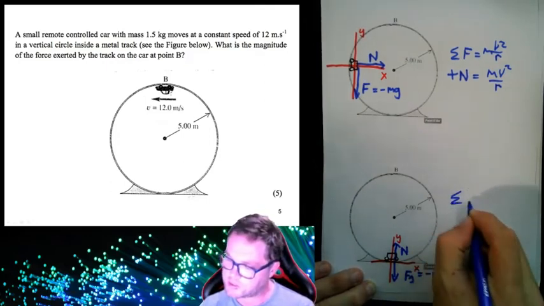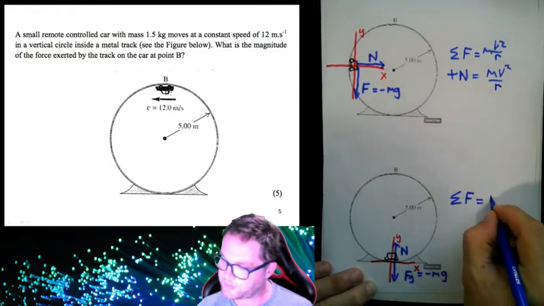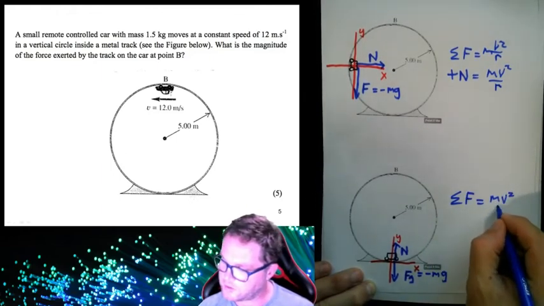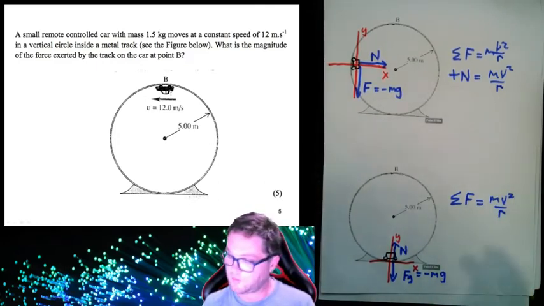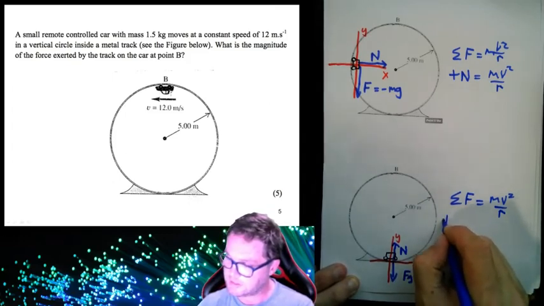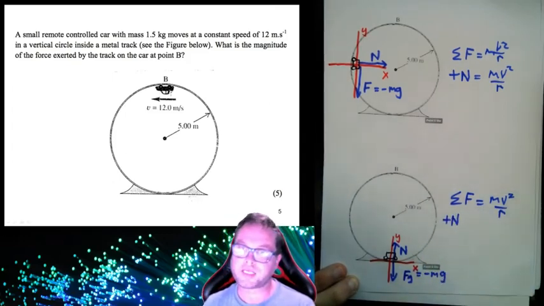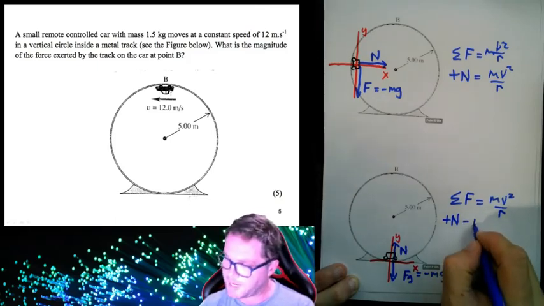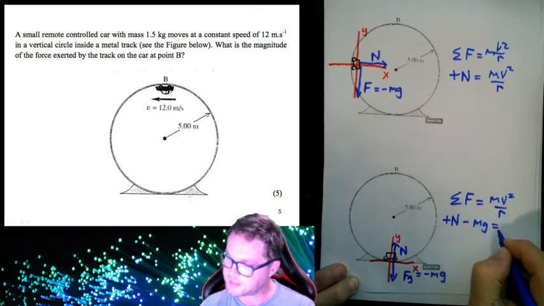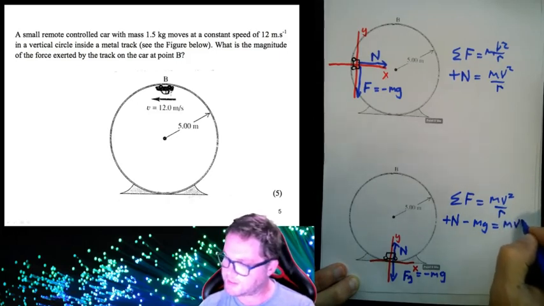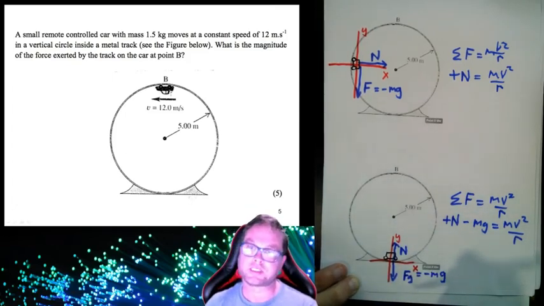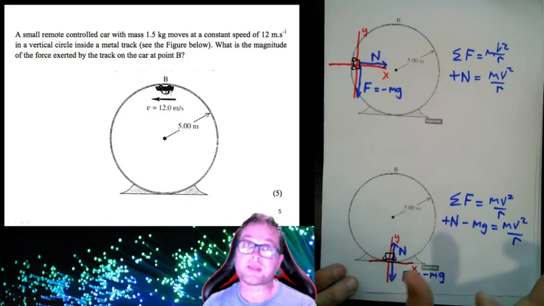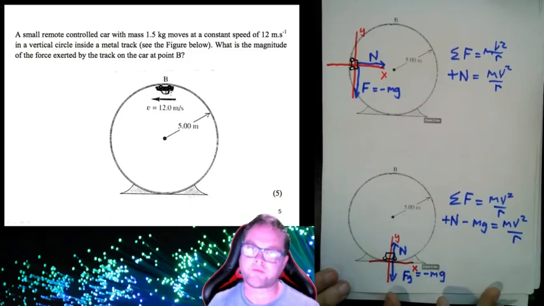When we go on to apply our equation, the sum of the forces is equal to mv squared over r. In this case, we will be applying everything in the y direction. So what we have is plus normal minus mg is equal to mv squared over r, the centripetal acceleration acting towards the center. You can compare the signs that we have here to the signs that we have in the previous problem.